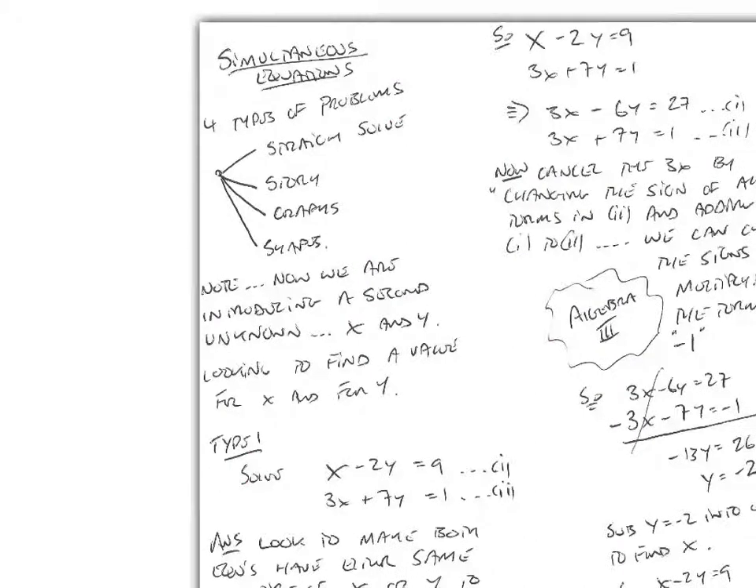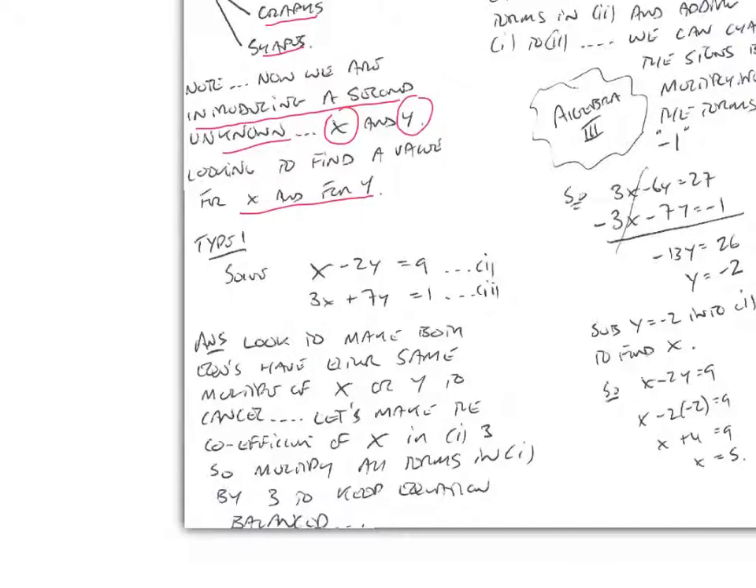Okay, let's look at simultaneous equations. In this course you'll work with simultaneous equations in 4 different ways: straightforward solutions, solving simultaneous equations arising out of stories, concerned with graphs, or concerned with shapes of some sort. Another thing to notice about simultaneous equations is that we're introducing a second unknown. We've had x all along, and now we have x and y, and we're looking to find a value for both x and for y. The first type is the straightforward solving question.